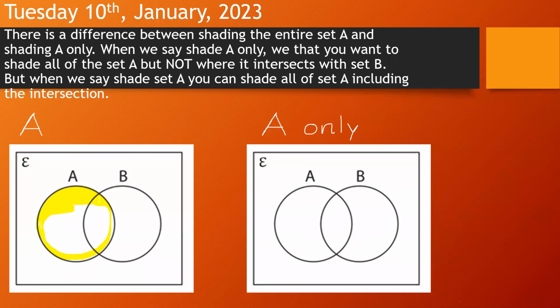Okay. Let me make sure not to shade in B, so we can't have any B there. Just all of A.